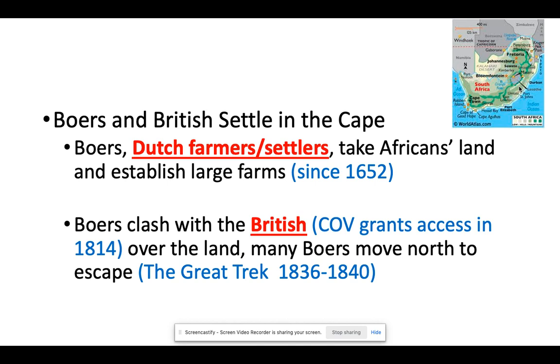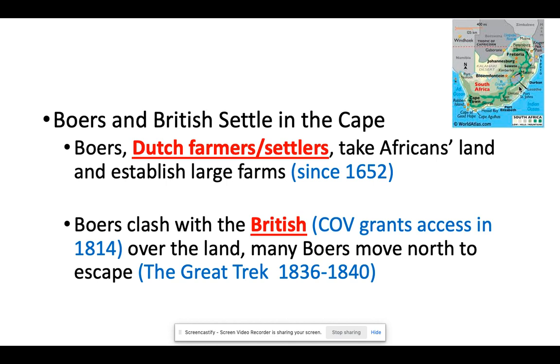So we definitely are going to see that clash between the Boers and the British, because when the British move in about 1814, they're going to continuously make decisions that will benefit their people and not the Africans, nor the Boers who are in that area. And economically, the Boers are not supportive of it, and neither are they politically. So with these clashes that keep happening, eventually many of the Boers will start to move north to escape the clashes that keep happening between these two European groups. And this move north is known as the Great Trek of 1836 to 1840.